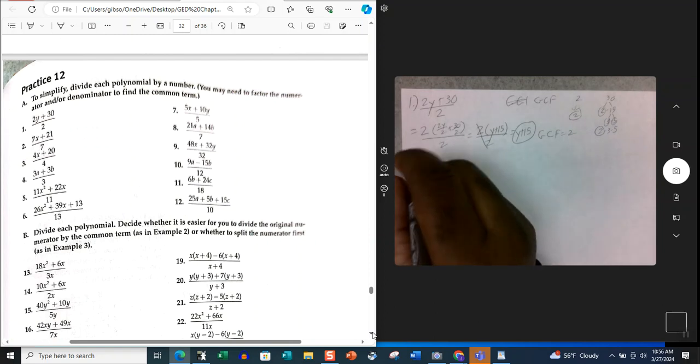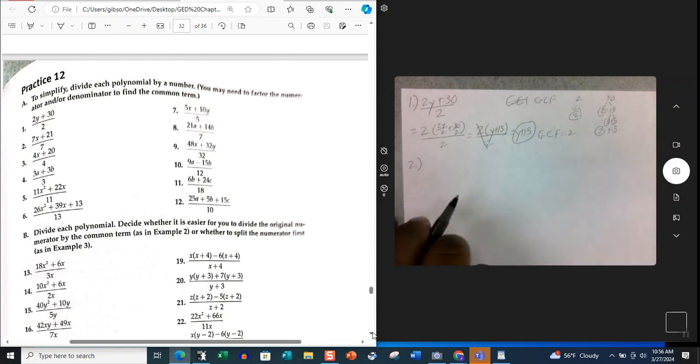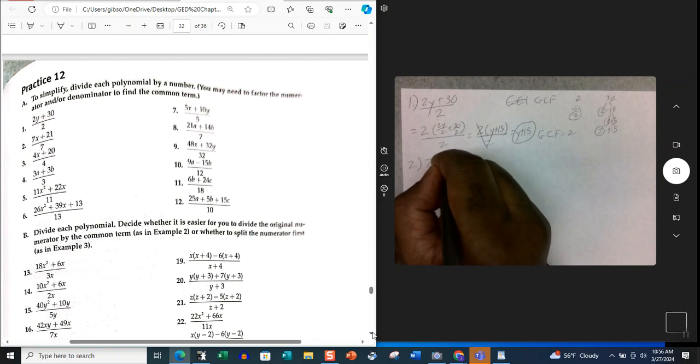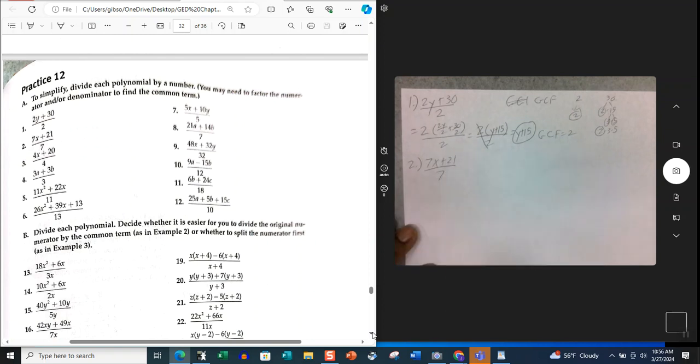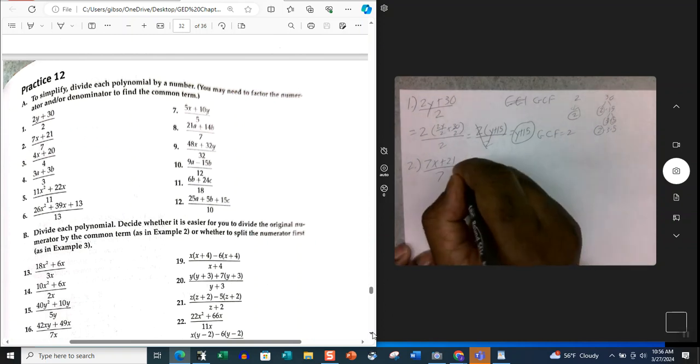Now for problem number 2. Again, if you want to use the greatest common factor, you're free to do that. You could do that to the side. I'm just not going to do it. I gave you the model, so you know what to do now.